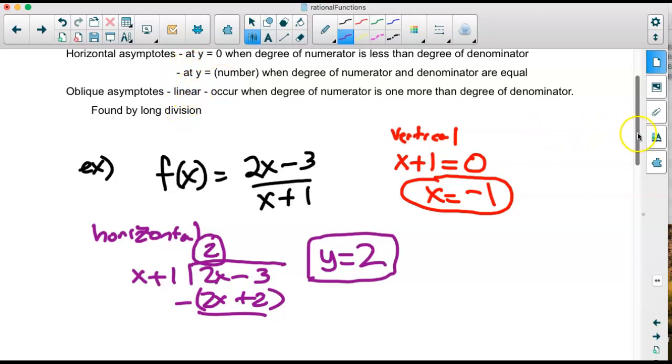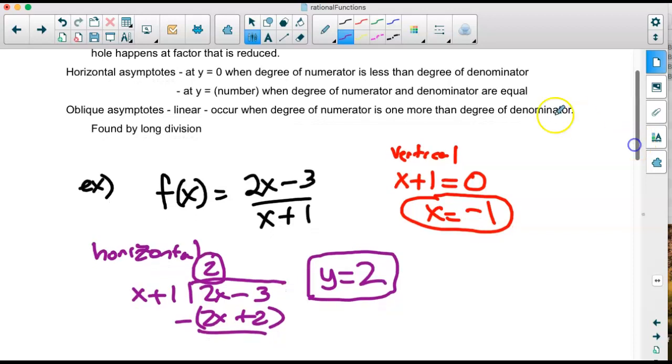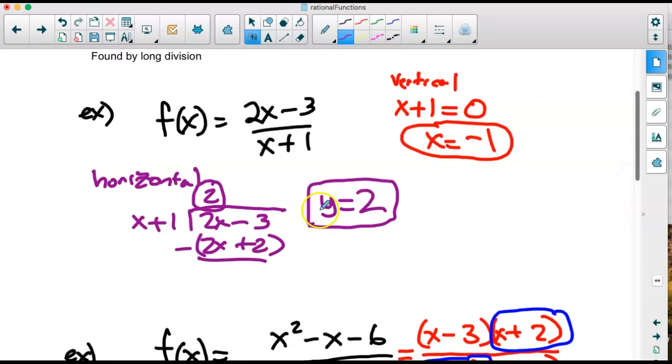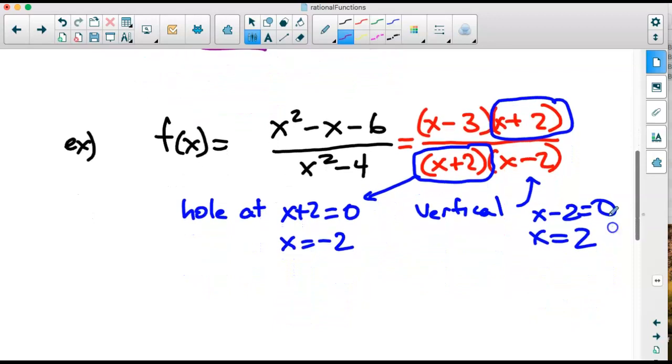Now, an oblique asymptote happens when the degree, we're only doing linear oblique asymptotes, so it occurs when the numerator degree is 1 more than the denominator degree. Okay, so on these examples I gave you one where we have a horizontal asymptote at 2. This one right here also has a horizontal asymptote at a number.